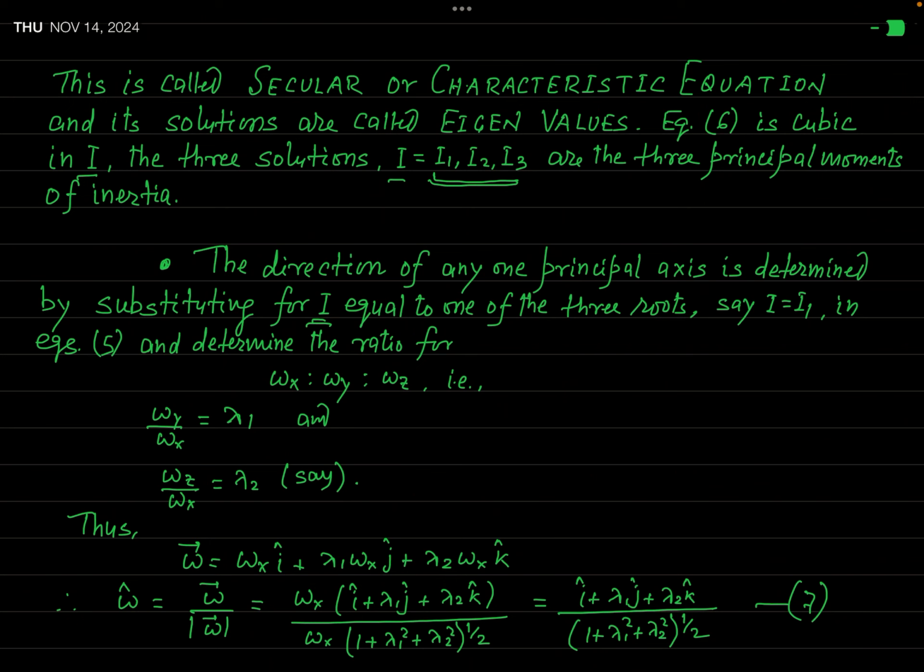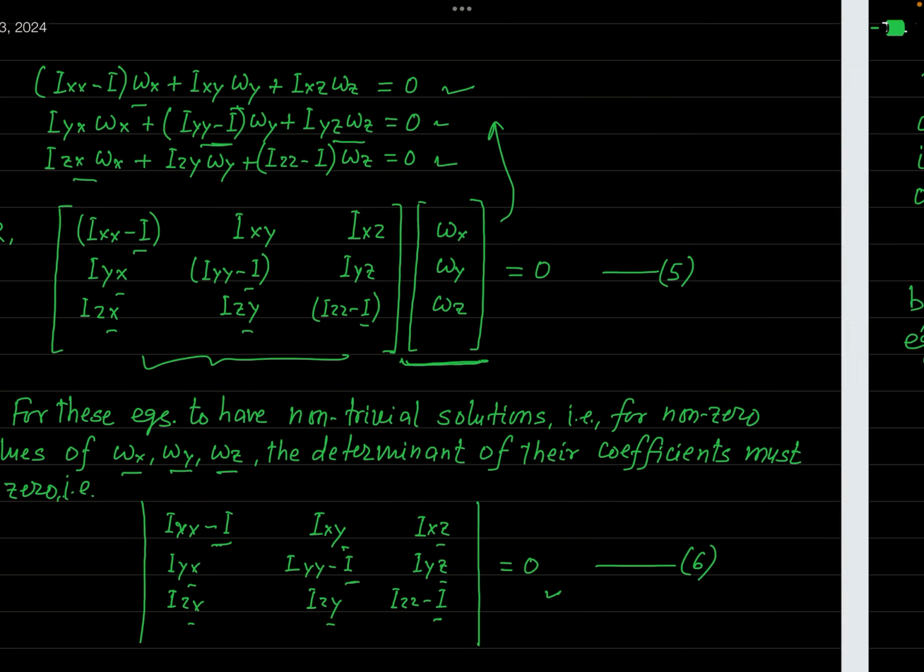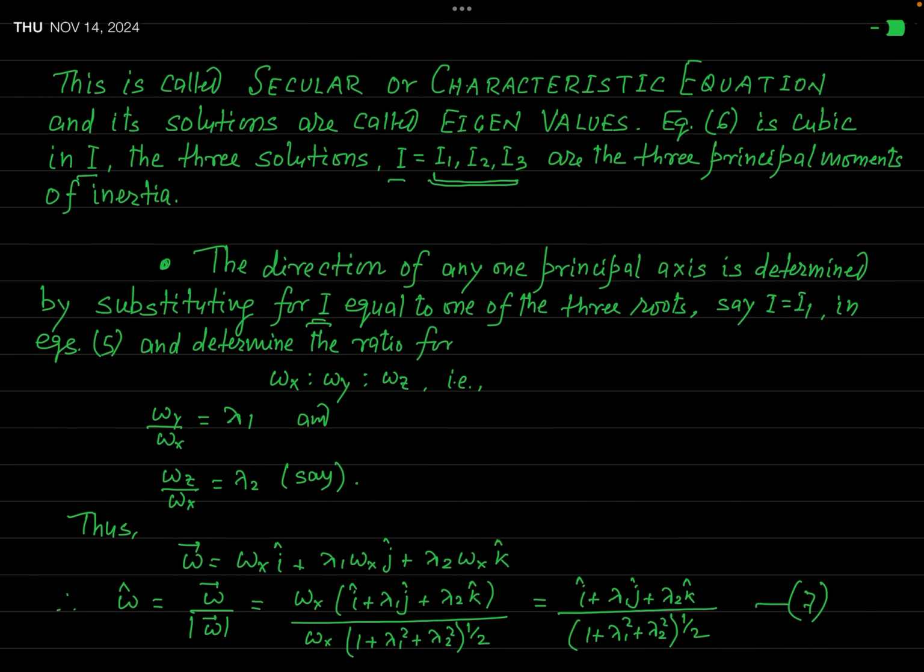So when you take I equal to, let us say, I1 in equation 5, this I and this I will be replaced by I1. Okay? And then we determine the ratio of the components of angular velocity, that is omega x is to omega y is to omega z. That is, if you consider that omega y by omega x is equal to lambda 1 and omega z by omega x is equal to lambda 2. In other words, omega y is equal to lambda 1 omega x, and omega z is equal to lambda 2 omega x.